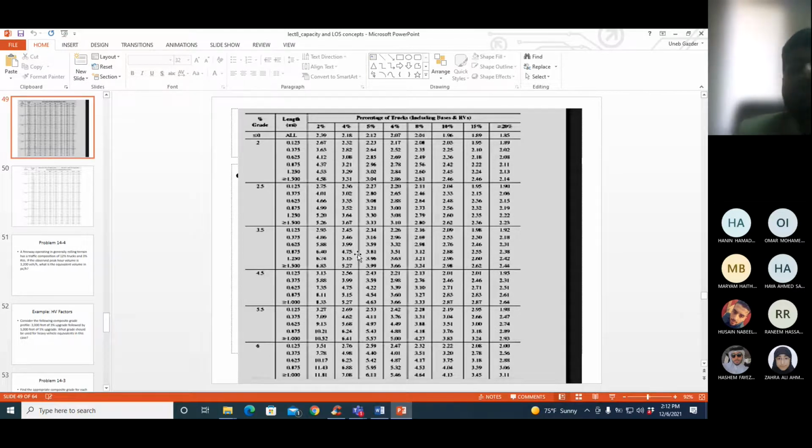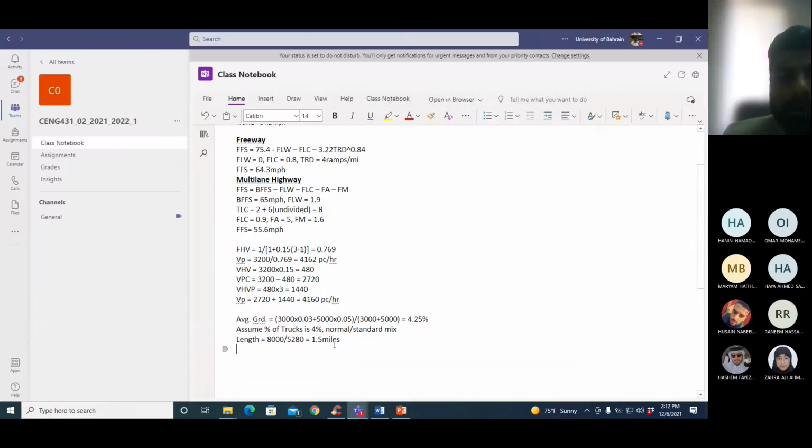And why am I doing the interpolation? Because my gradient is 4.25%, and the table has values for 3.5 and 4.5. But in this case, the values are the same, so interpolation will still give me the same answer. So no need to do interpolation. You will take the value 5.27. So EHV will be 5.27 in this case.